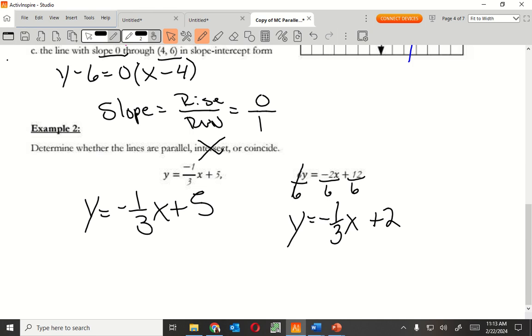So are these exactly the same now? No, they're not the same. If they were exactly the same, that would be coincide. But they're not one line on top of the other. They have the same slope but different intercepts. So it can't be coincide, which means that both of these are parallel.